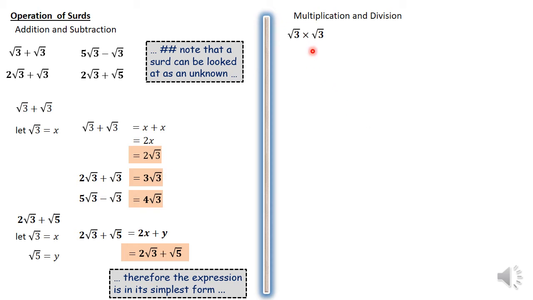Root 3 times root 3, what is it supposed to be? Something times itself, it's the thing squared. So root 3 squared should be, obviously the answer should be 3. But you can also approach it this particular way. Root 3 times root 3 is the same as 3 times 3, all of it under square root, which is square root of 9.